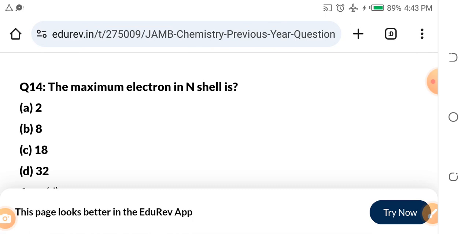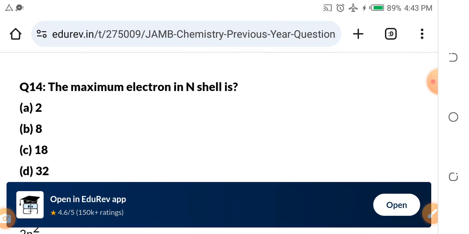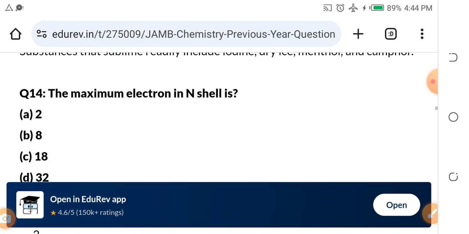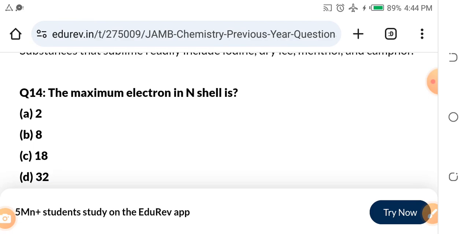The maximum electron in N shell is dash. You know shells now. You know shells in electron configuration of an atom. We have different shells, right? The maximum number of electrons in N shell is dash. A. 2. B. 8. C. 18. D. 32. I won't tell you the answer.